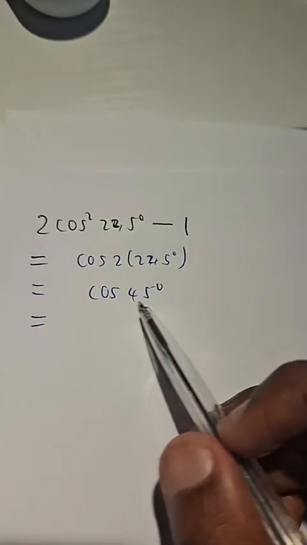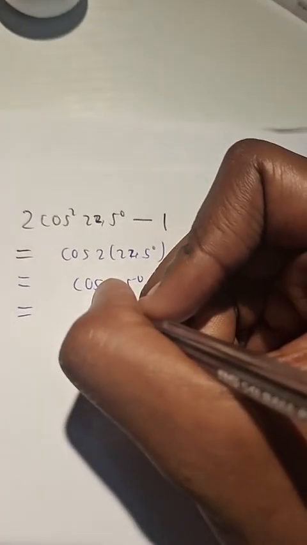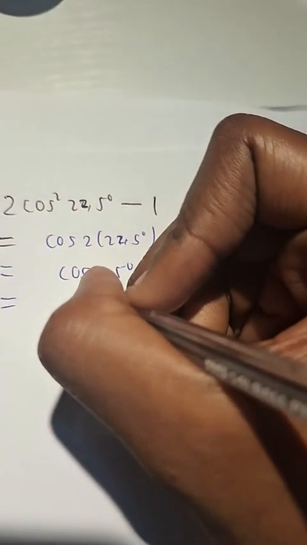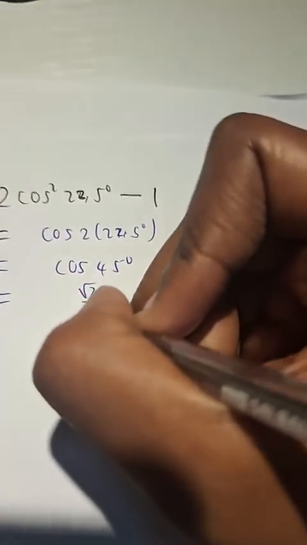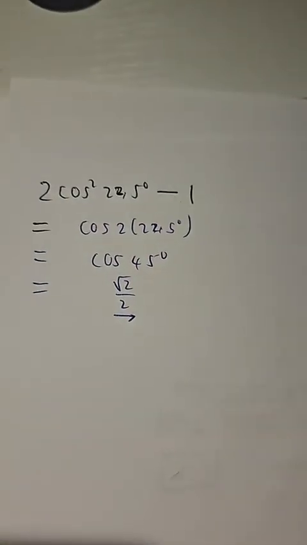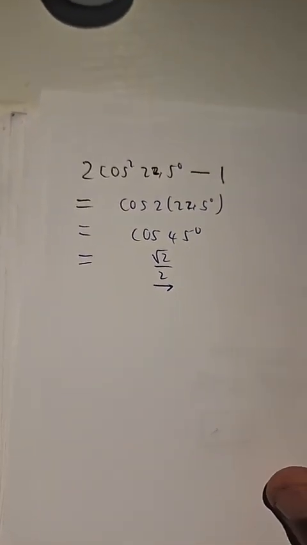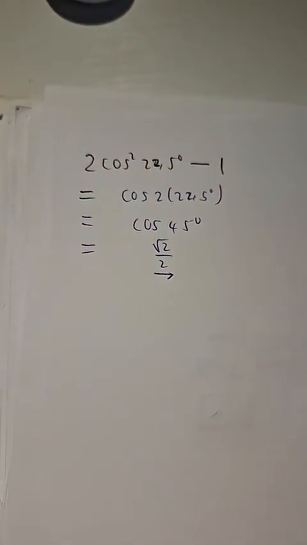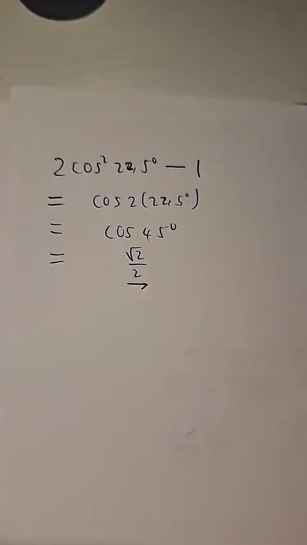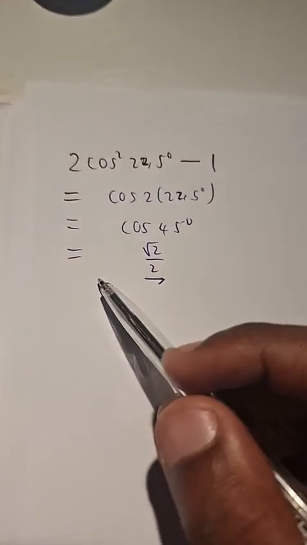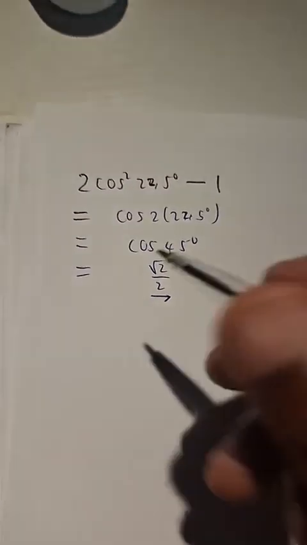And then what's cos 45 degrees? Cos 45 degrees is equal to what? If I use my calculator, I get root 2 over 2. Okay, so that's straightforward, no problem. Let's look at another one, my grade 12s. And the next one, next double angle.